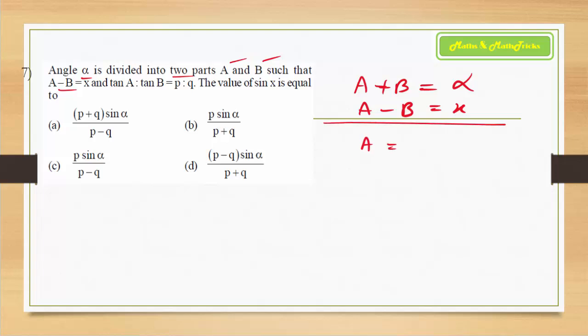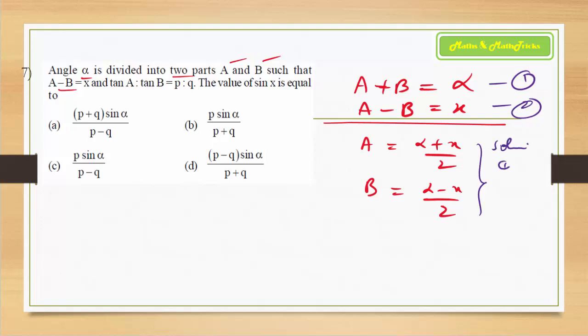You have got the A value, which is alpha plus X by 2. And when you subtract, you will get the B value, which is alpha minus X by 2. You can check this if you want. This is just by solving equations 1 and 2. This you got by solving 1 and 2.